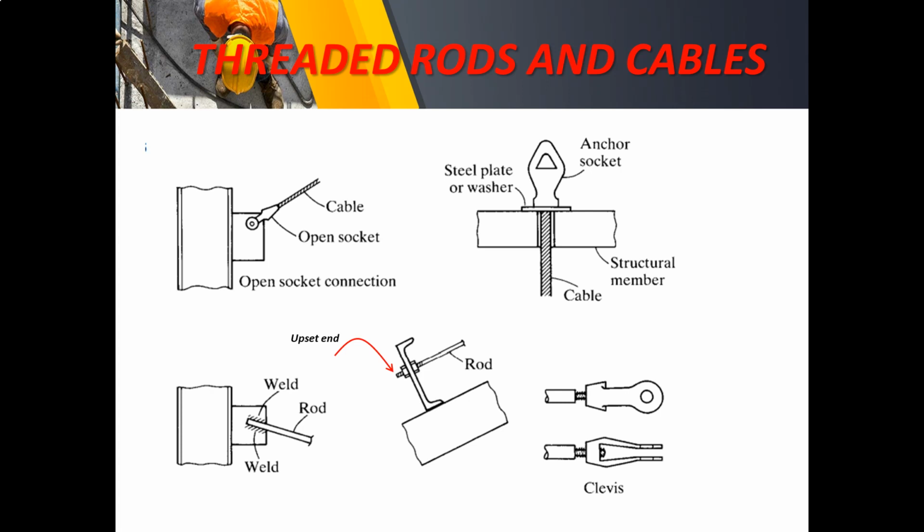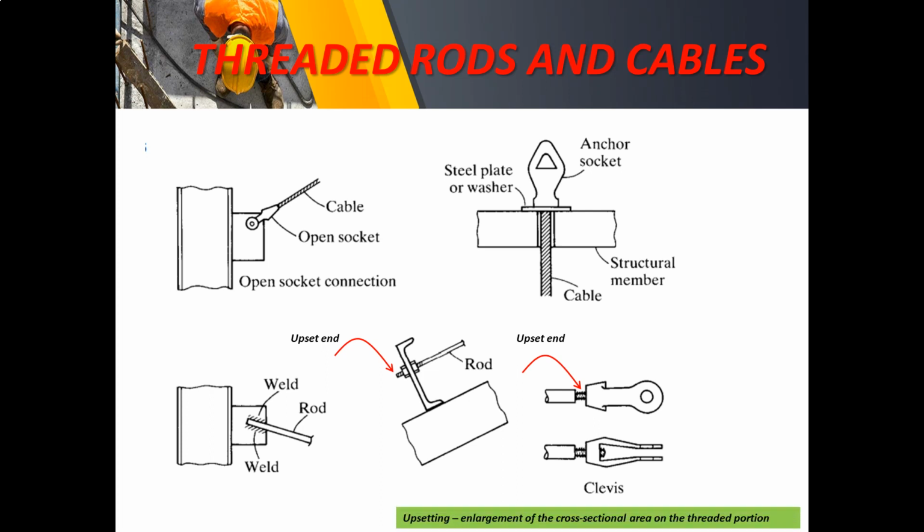Okay, so to upset that space occupied by the threads, of course, there will be a reduction of the cross-sectional area due to threading. So the upset ends are normally greater than those sections without threads. So upsetting is actually the enlargement of the cross-sectional area on the threaded portion.